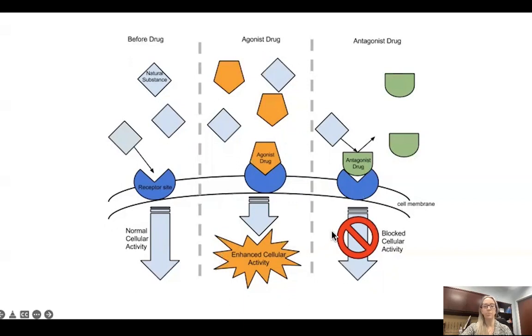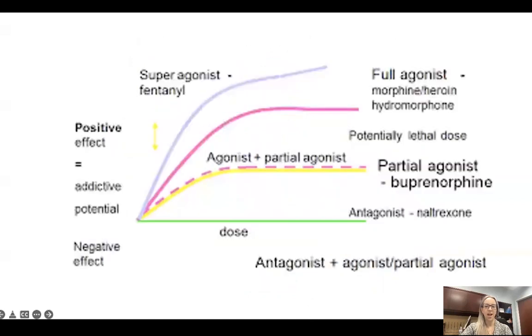And then we're going to talk about buprenorphine in a little bit, that actually acts somewhere in the middle of this. And so this is a chart looking at how different opioids activate these receptors. And this is really important for you to understand because see up here, you have fentanyl, right? This is a super agonist. Well, what does that mean? That means fentanyl bonds super tightly to these receptors.